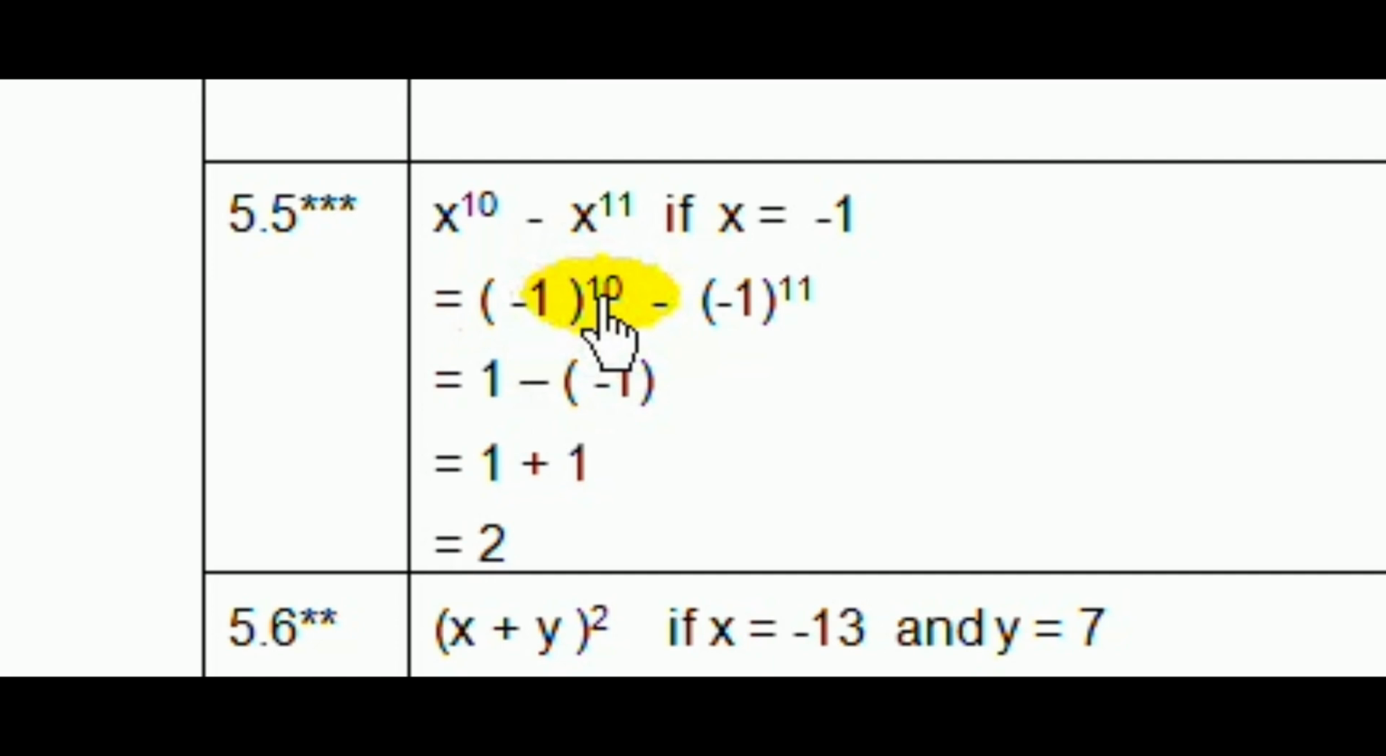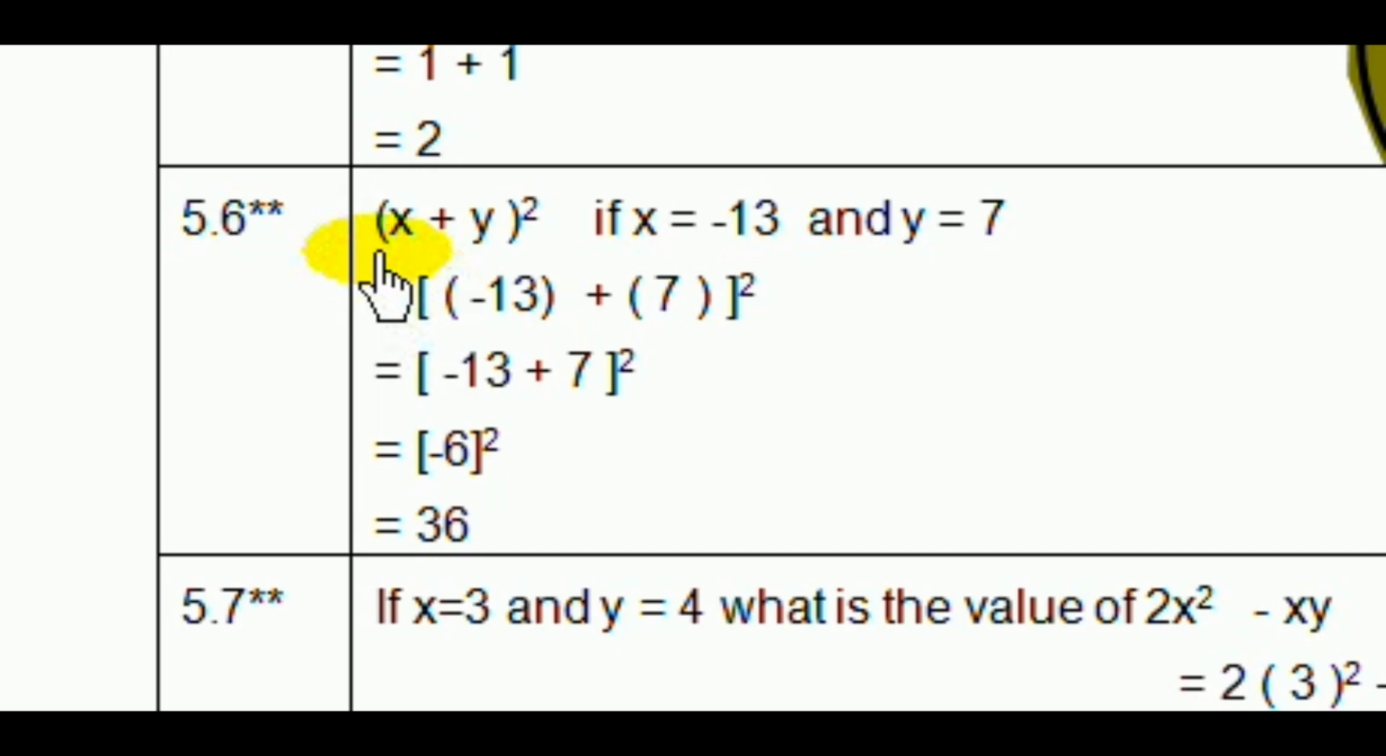But the next one is 11, and that's an uneven exponent, so minus 1 to the power of 11 will give you minus 1, an uneven number there. But there's another minus as well, so we will get that plus to get to the answer of 2. If you can get this one correct, that's rather clever.